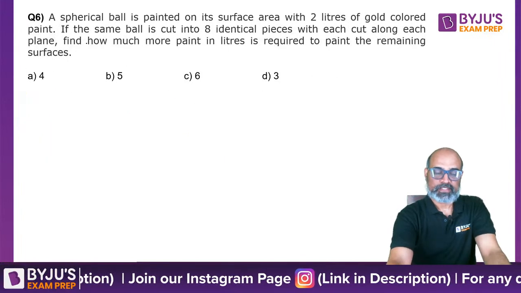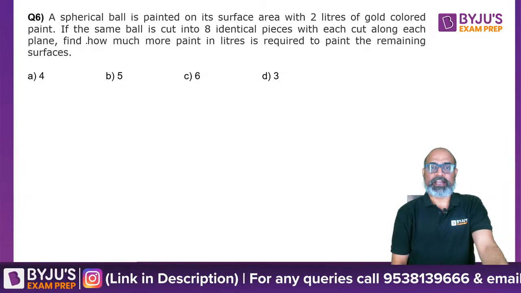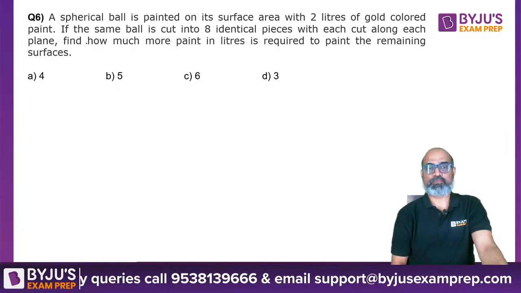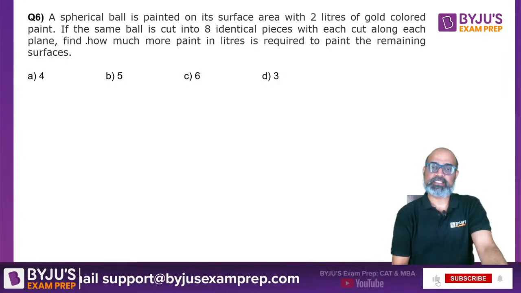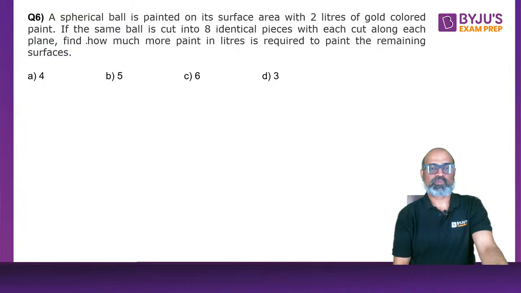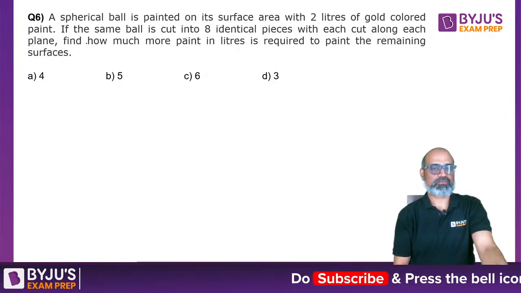Okay, next question. A spherical ball is painted on its surface area with 2 liters of gold colored paint. If the same ball is cut into 8 identical pieces with each cut along each plane, find how much more paint in liters is required to paint the remaining surfaces.